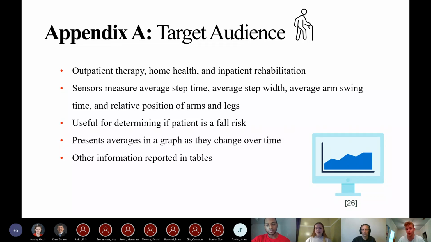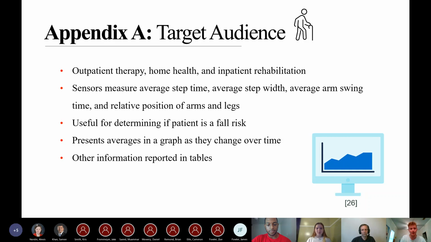So we added this appendix right here for our target audience, right? This device is targeted towards physical therapists, specifically those who work in outpatient therapy, home health, and inpatient rehabilitation. According to the CDC, most of that group is the elderly on Medicare, ages 65 and older, right? And those people are sometimes known for fall risks, right?